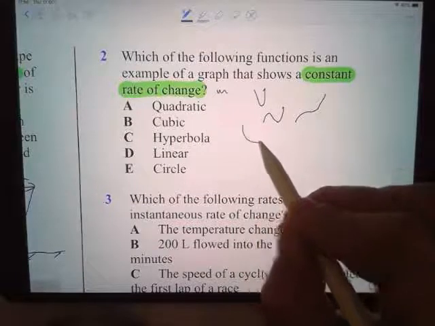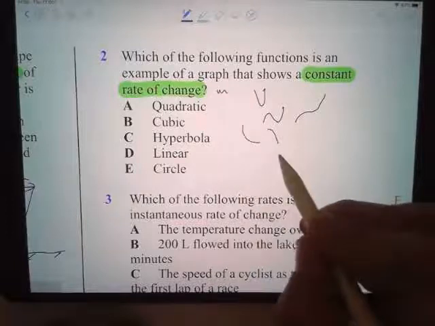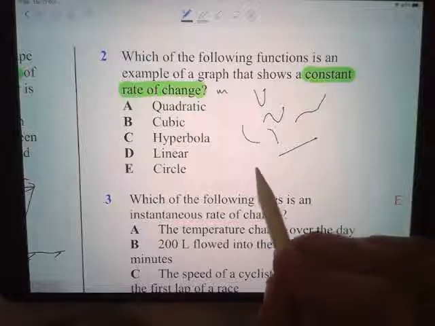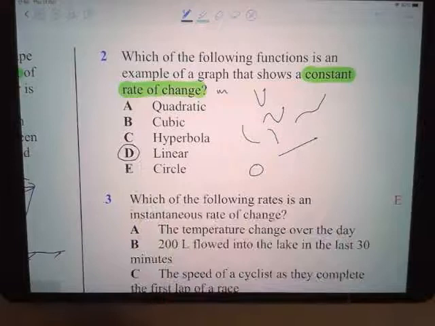A hyperbola looks like this, or like this, so it's not a hyperbola. A linear graph means that the gradient is the same everywhere, and of course the circle changes all the time, so my answer must be D.